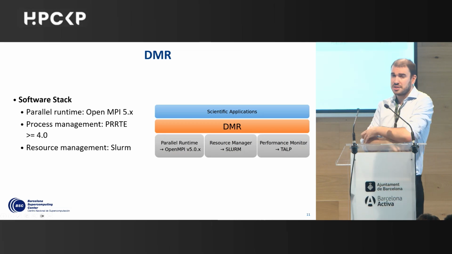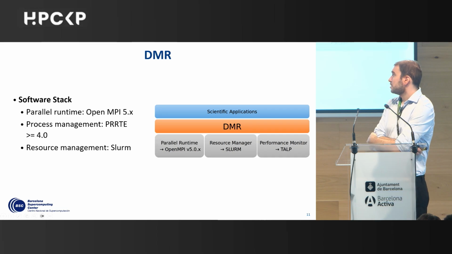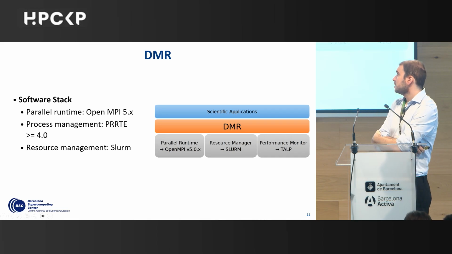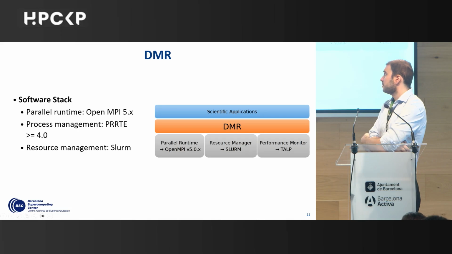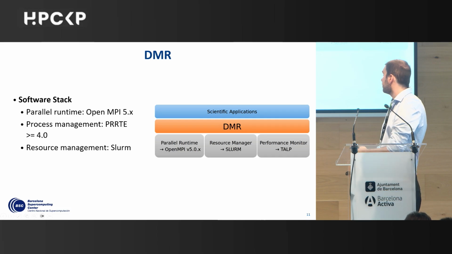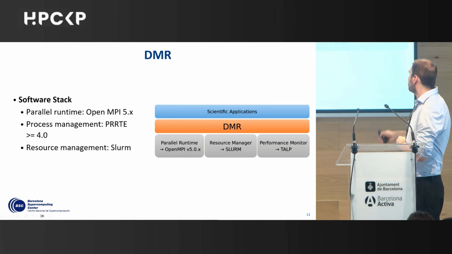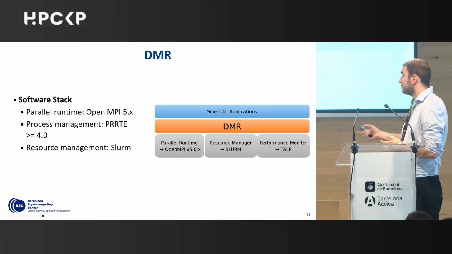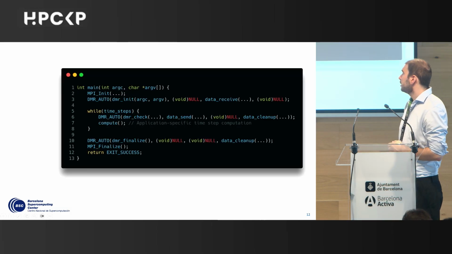So to do this in the BSC, in my group, we are developing Dimmer. It's basically a library that uses the following stack. We use OpenMP, we use PRTE for the process management, and as a resource manager, we are using Slurm. However, we are now exploring to make Dimmer agnostic to the resource manager and exploring new resource managers, maybe Flux or whatever. Also, we have a kind of plugin which monitors the performance of the cluster, and we use Type for that.